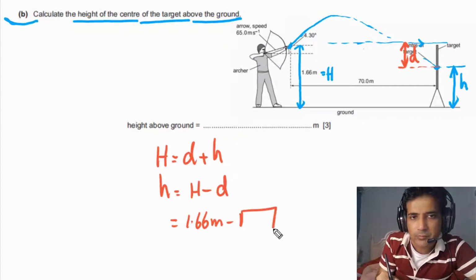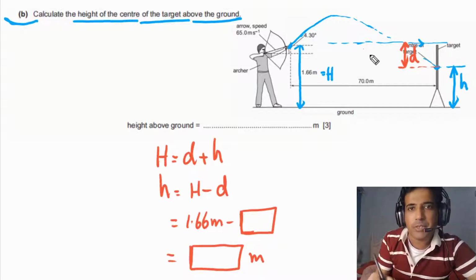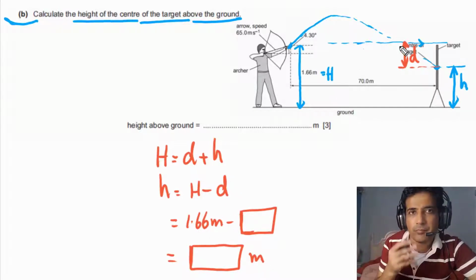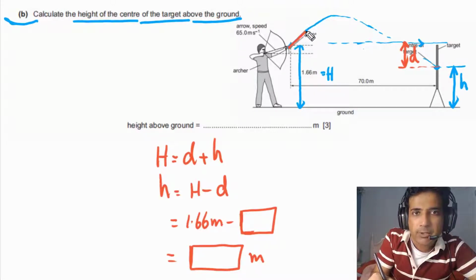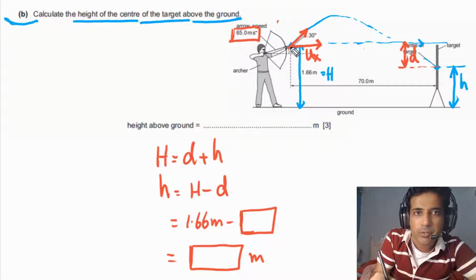Now, if we can find out the value of small d, meaning the vertical displacement, then we can find out the value of height. In order to find the value of d, we need to consider projectile motion. If we look at this point, we have the initial velocity, that is 65 meters per second, and this arrow is at an angle of 4.3 degrees. So it has two components, a horizontal component and a vertical component. We can say this component is uy.